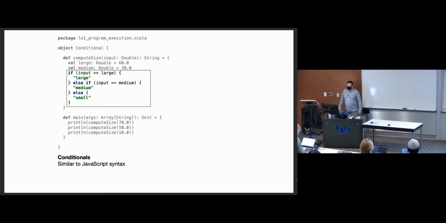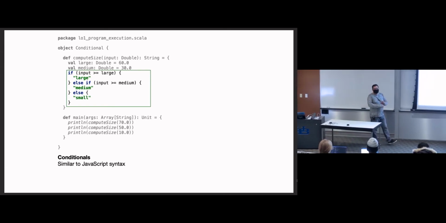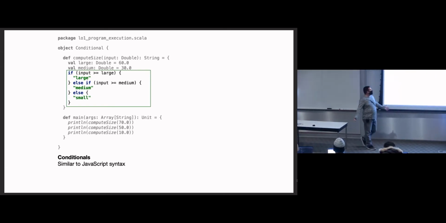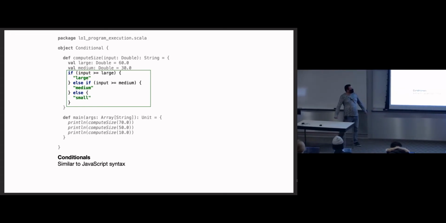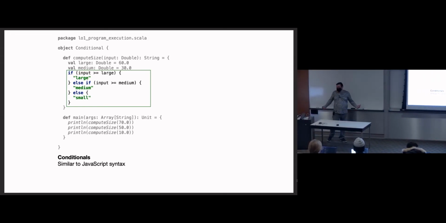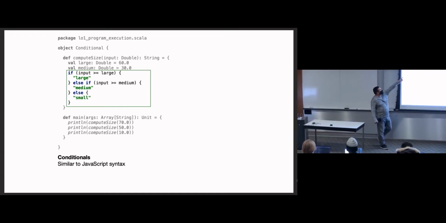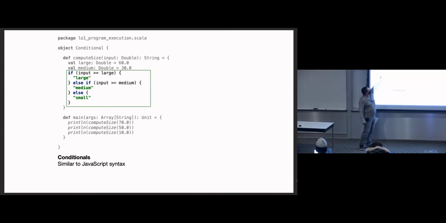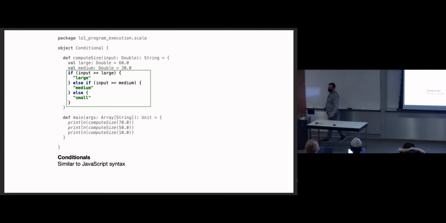Then we have a big conditional. So the syntax for the conditional is just like JavaScript. This is probably valid JavaScript for the most part anyway. I don't have much to say about the conditional. You've seen if statements before. You've seen this specific syntax before. If the input is larger than large, run that block of code. Else if the input is greater than or equal to medium, run that next block of code. If both of those are false, run the next block of code.